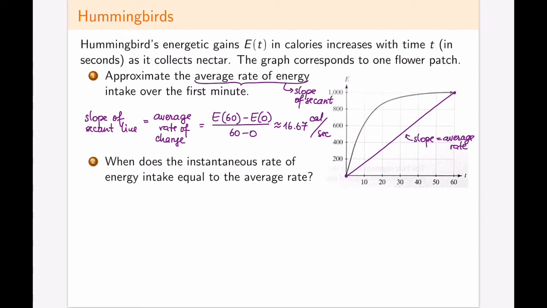And the next question isn't actually asking to compute the instantaneous rate at any particular point. It's specifically asking when the instantaneous rate of change is equal to the average. So is there a point on this curve where the hummingbird is actually consuming calories at that average rate? Let's dive in and actually explore the terms here.